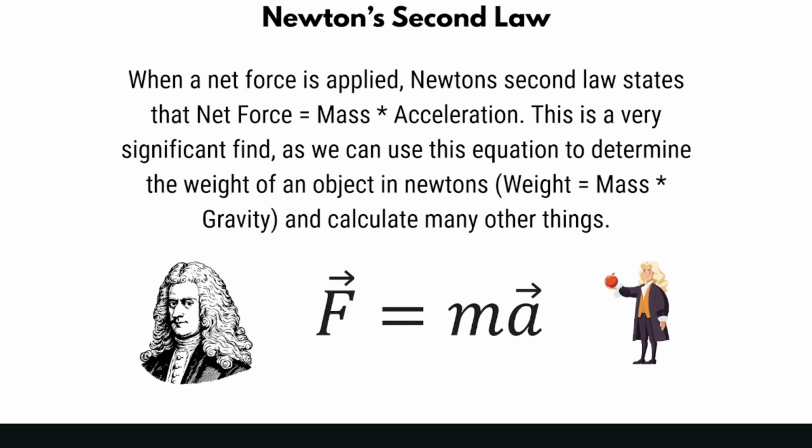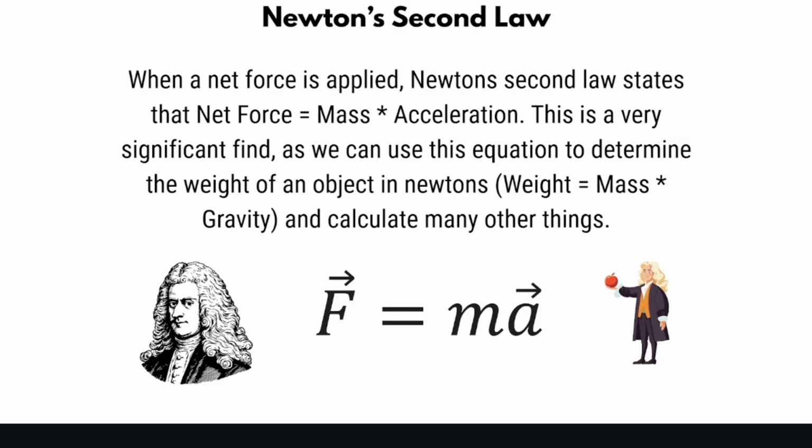So Newton's second law says that the net force is going to be equal to the mass of the object times the acceleration of the object. And this is a very significant find since we can use this to determine the weight of an object in newtons. Weight will be equal to the mass of the object times gravity. And we can also use it to calculate many other things.